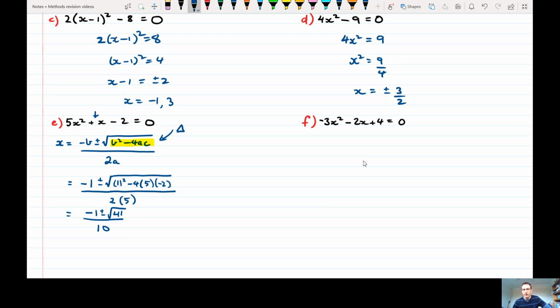This last one over here, not isolating x, can I factorize it? Well, negative 3 times 4 is negative 12. Are there factors of negative 12 that add to negative 2? I can't think of any straight away. 4 and 3 give you 12, but the difference is not 2. 6 times 2 doesn't work, so I'm going to go quadratic formula again. I knew this would be quadratic formula anyway because I wrote it, but it's taking you through the thought processes.